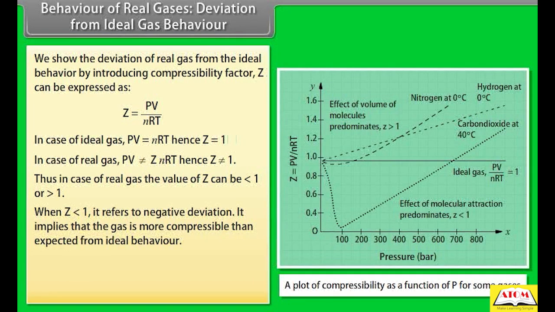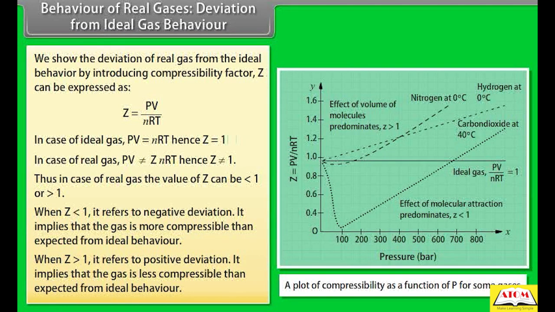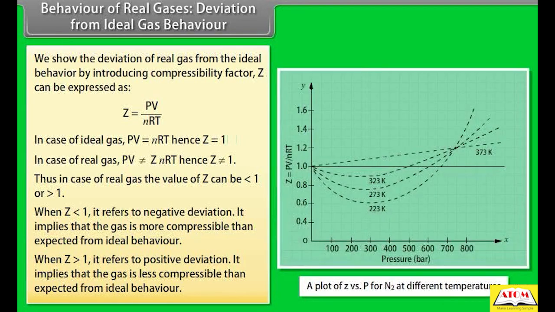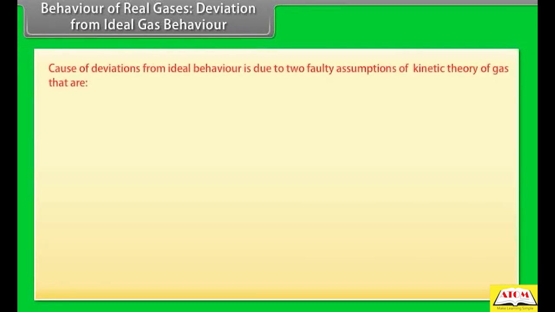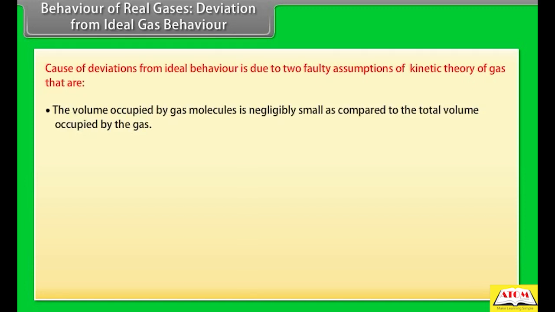When Z is less than 1, it refers to negative deviation. It implies that the gas is more compressible than expected from ideal behavior. When Z is greater than 1, it refers to positive deviation. It implies that the gas is less compressible than expected from ideal behavior. The cause of deviations from ideal behavior is two faulty assumptions of kinetic theory of gas, that are: the volume occupied by gas molecules is negligibly small as compared to the total volume occupied by the gas, and the forces of attraction between gas molecules are negligible.